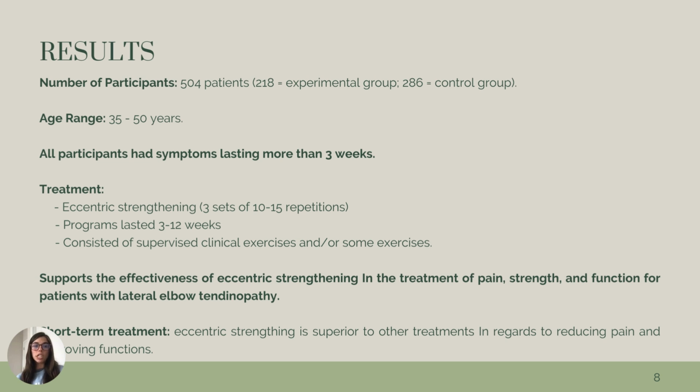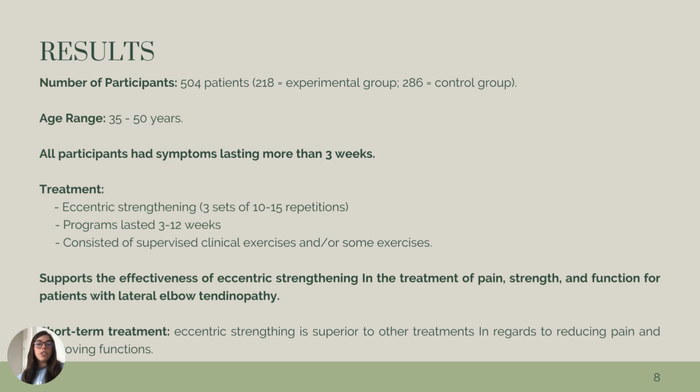For treatment, what they found across the board was eccentric strengthening, and this typically came in 3 sets of 10 to 15 repetitions. I believe it said they had a 30-second to 1-minute rest break in between. Programs lasted a range, typically from 3 weeks to 12 weeks, somewhere within that range. And all of these articles consisted of supervised clinical exercises and or home exercises. So they either had both or one or the other.